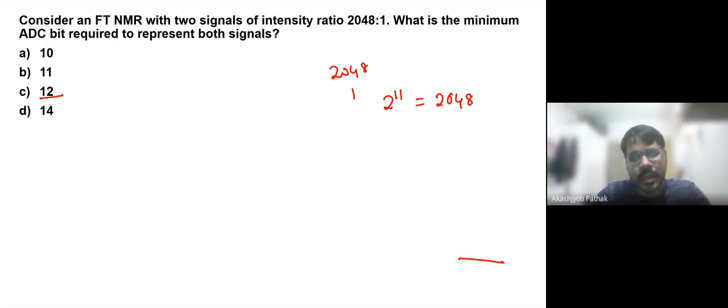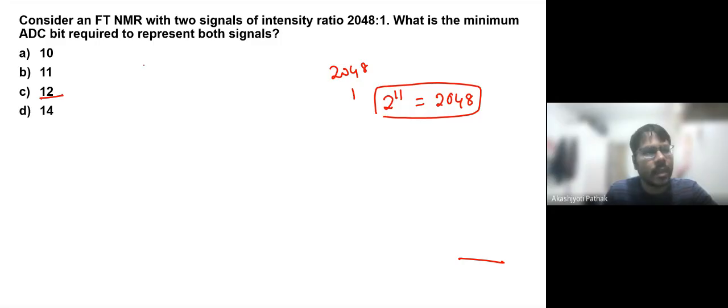Yeah. So actually, what you are saying is correct. If you have to just represent both the signals, then 2 to the power 11 is sufficient, right? Because if your dynamic range is 2 to the power 11, then that would cover both the highest signal, the maximum signal, and the minimum signal. But always you have to keep one bit assigned for the sign conversion. So that is why you added 1 to that. 11 plus 1, 12.